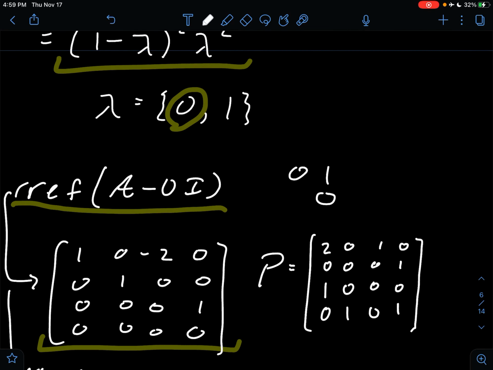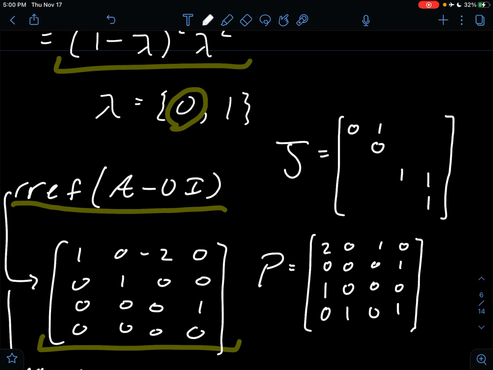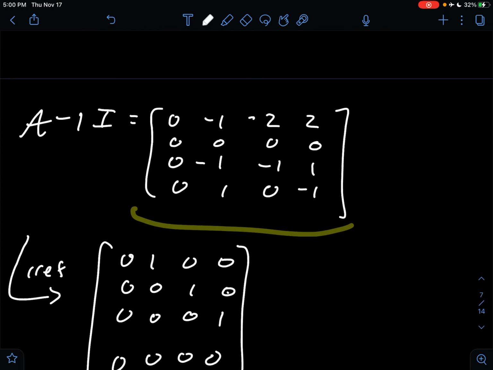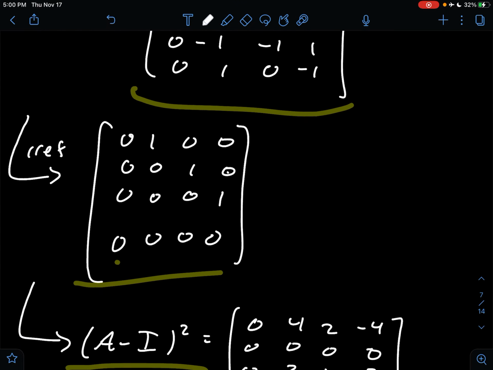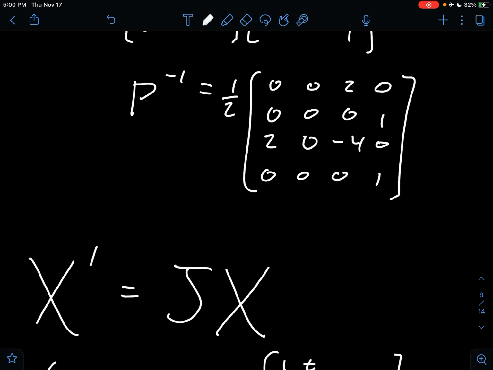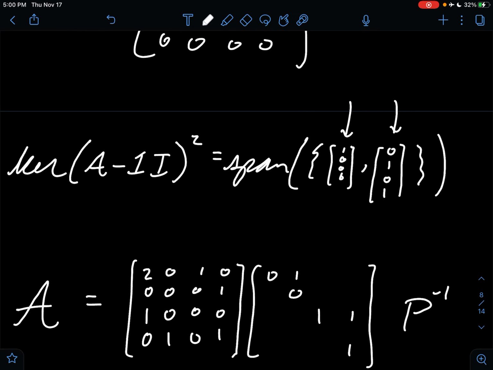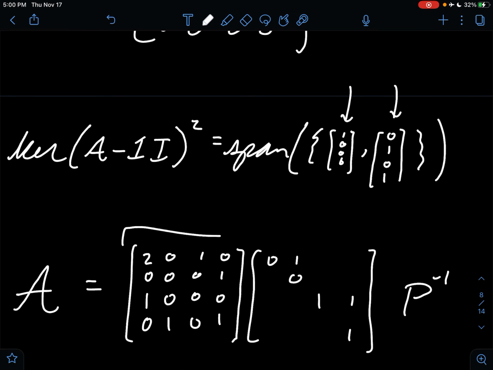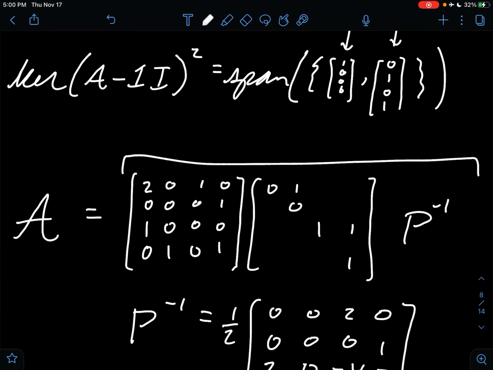Okay, what does our J look like? We had to calculate the dimensions of the eigenspaces in order to calculate it, but here we have that J is 0, 0, 1, and then 1, 1, 1. This is our Jordan canonical form of the matrix. Okay, so we've done all of that work. What do we do with it? Now we have our A in Jordan canonical form.